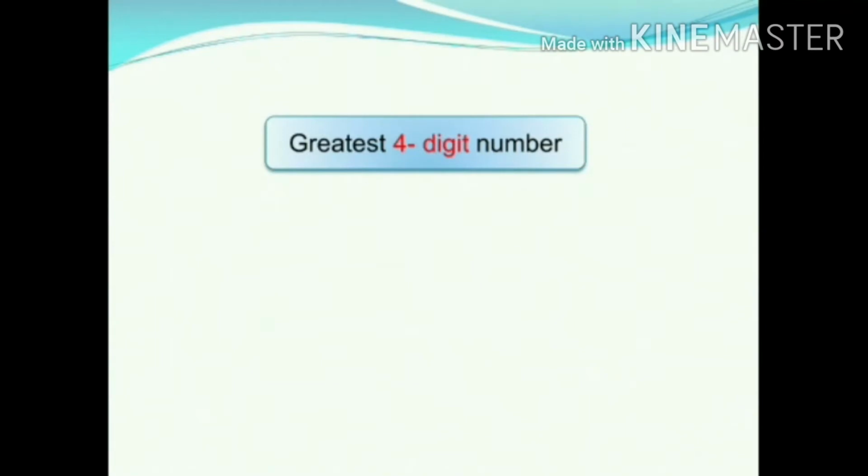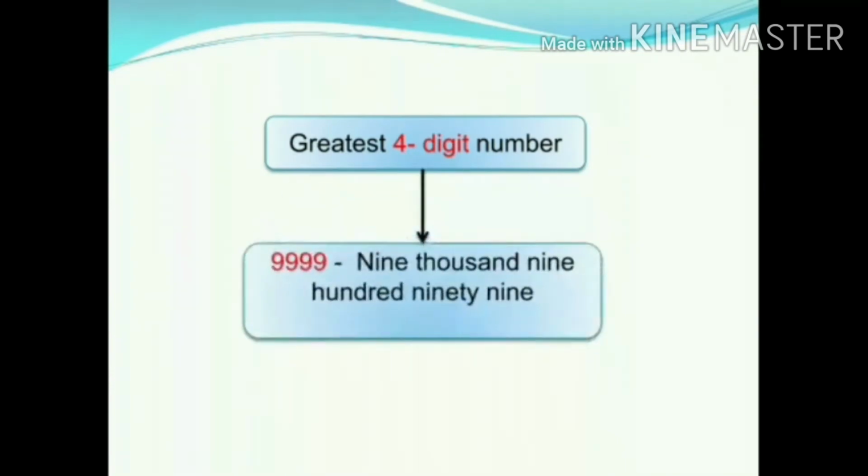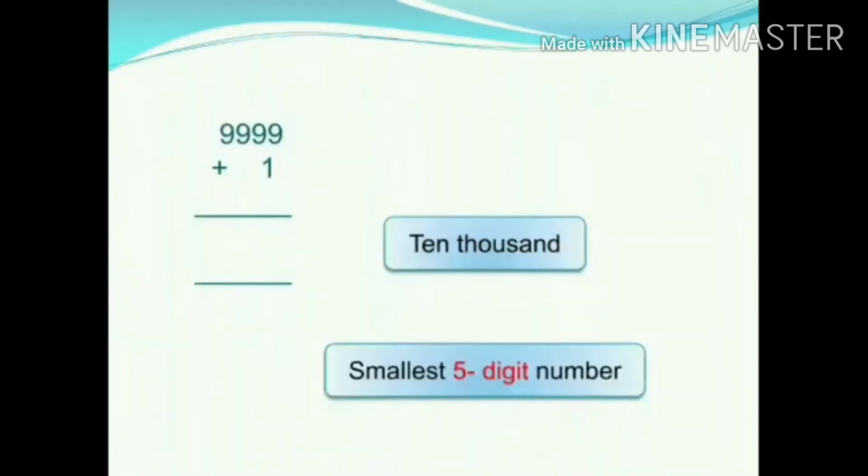Now we will go to the greatest 4-digit number. Which is the greatest 4-digit number? Yes, it is 9999. When we add 1 to the greatest 4-digit number, we get the smallest 5-digit number. 9999 plus 1 is equal to 10,000. 10,000 is the smallest 5-digit number.